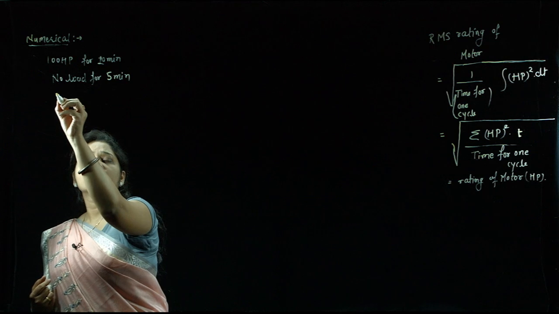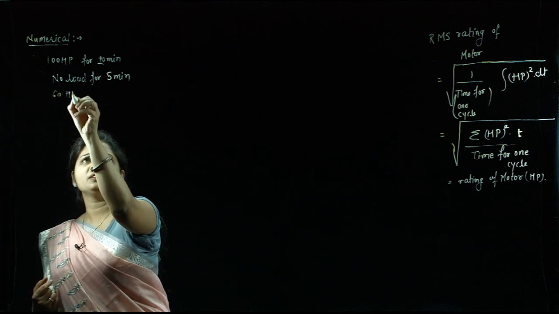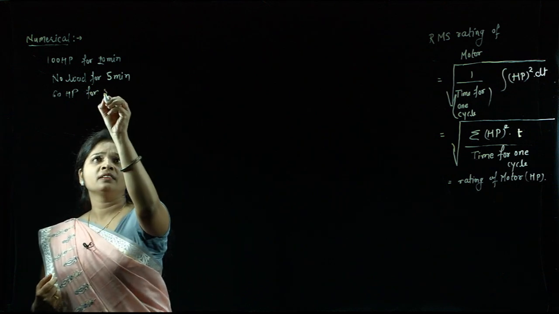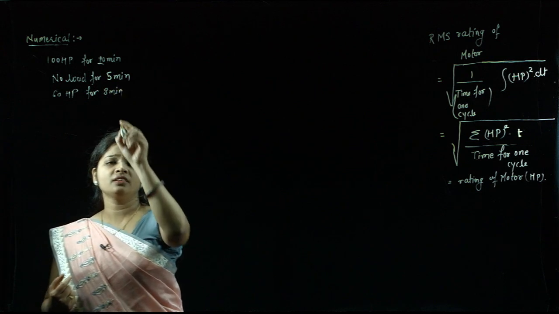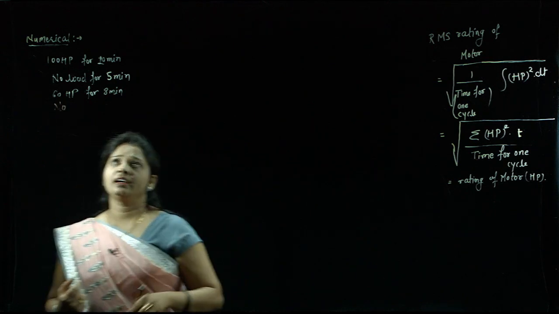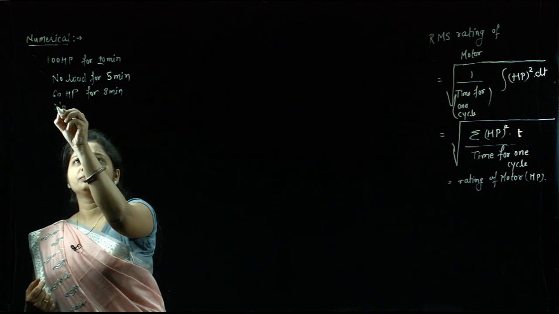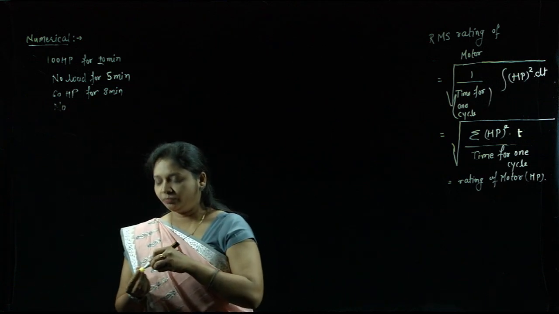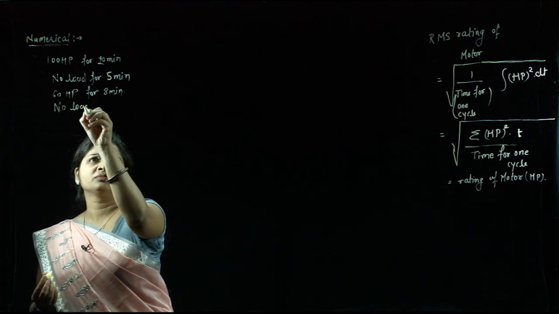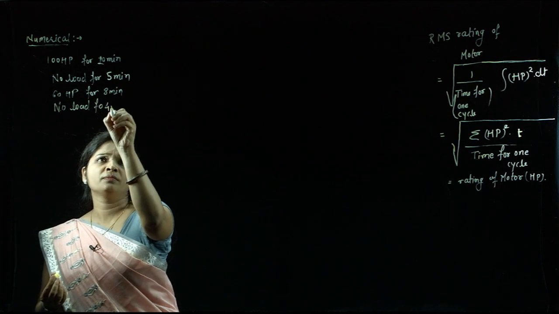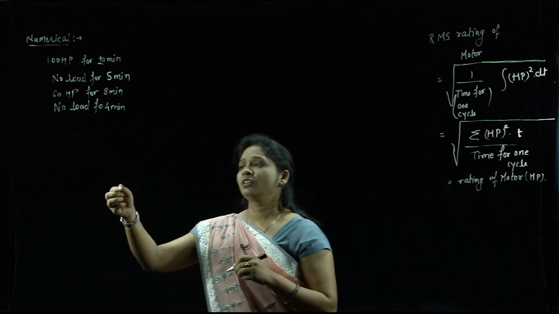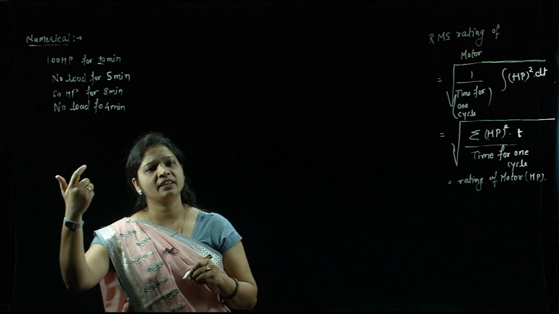Next, 60 HP for 8 minutes. All these loads are constant loads. Next, no load for 4 minutes. After that, the cycle is repeated, and the question is to calculate or estimate the rating of the motor.